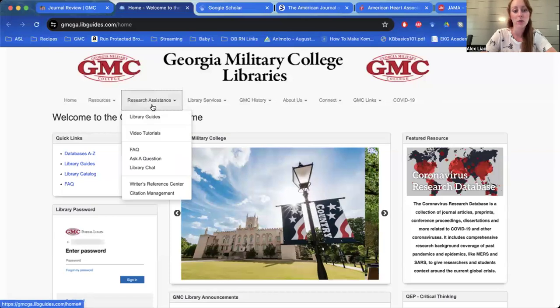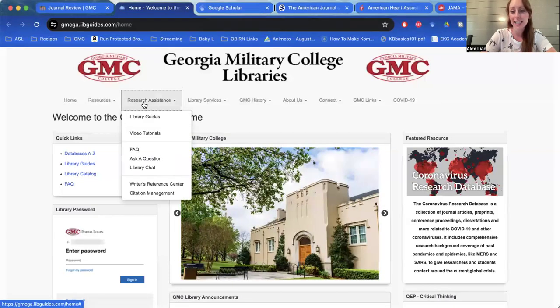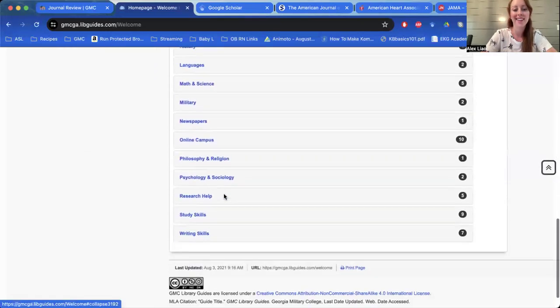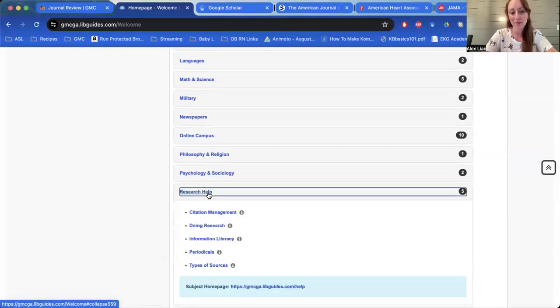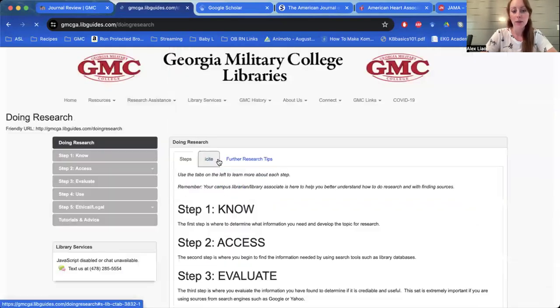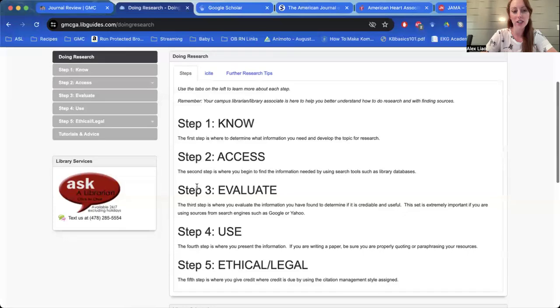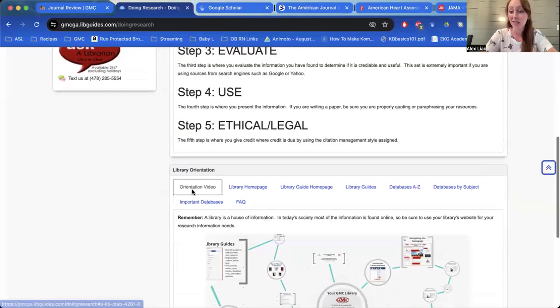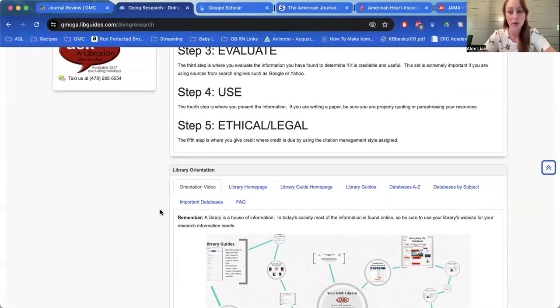And if you go to research assistance, library guides, then scroll all the way down, you'll see research help and doing research. So this will get you started on where to go or what to do. I like to have fun with this, try to be creative and look up topics that are interesting to you, and then go from there to see what journals are talking about those specific areas, and what the articles say, what is being said in the research.